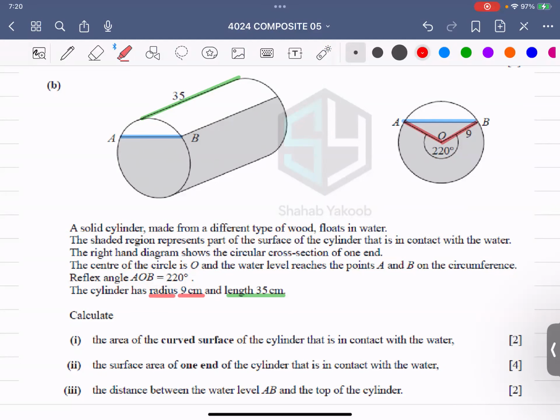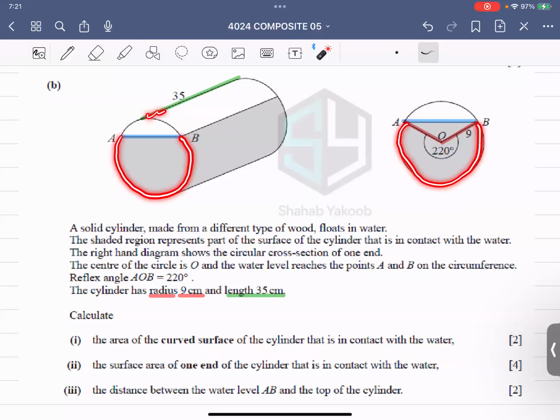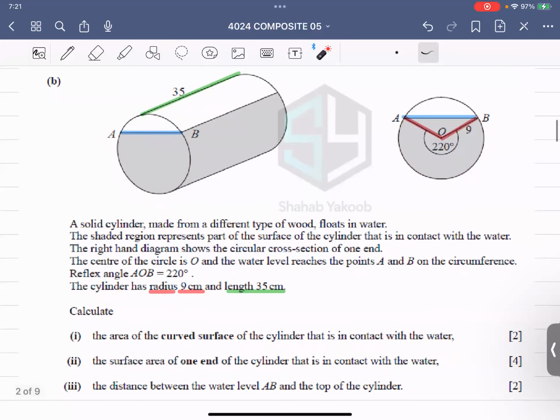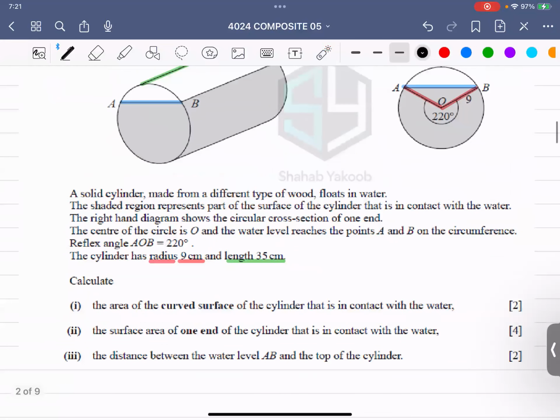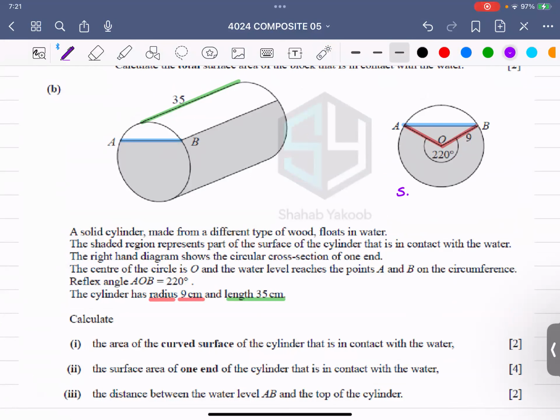Now it says calculate the area of the curved surface of the cylinder that is in contact with water, for 2 marks. That means if I know this arc length, that's a major arc length, and I multiply it with this 35, that is the curved surface area that is in contact with water. First of all, let me calculate the arc length. Major arc AB is 220 over 360 into 2 into pi into r, where r is 9.